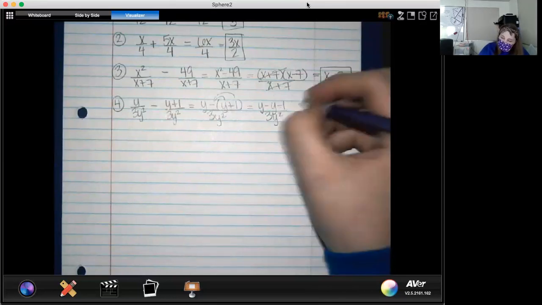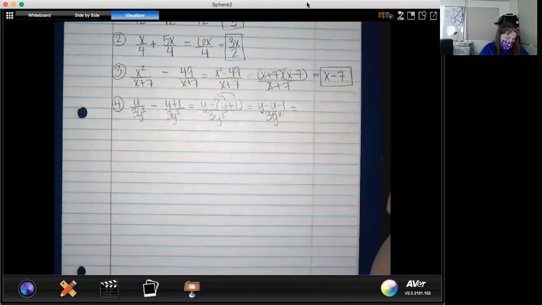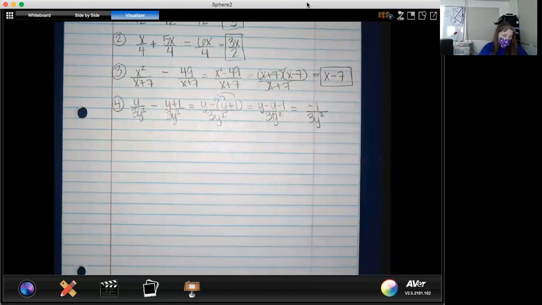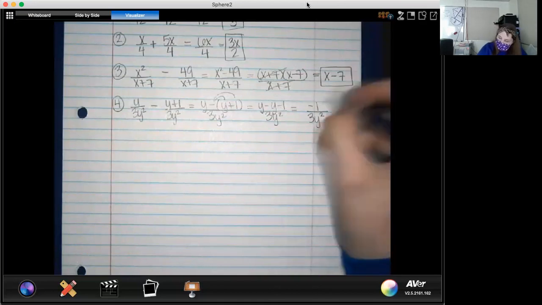Okay, what does combining like terms give us in the numerator? Also a unit 1 skill. -1. Oh, those difficult unit 1 skills. Okay, anything else I can do to simplify this? No.